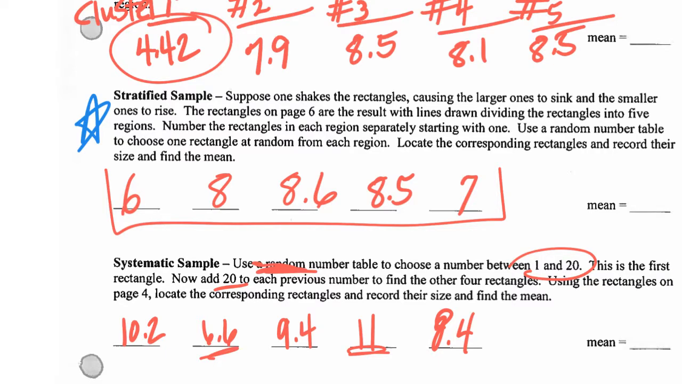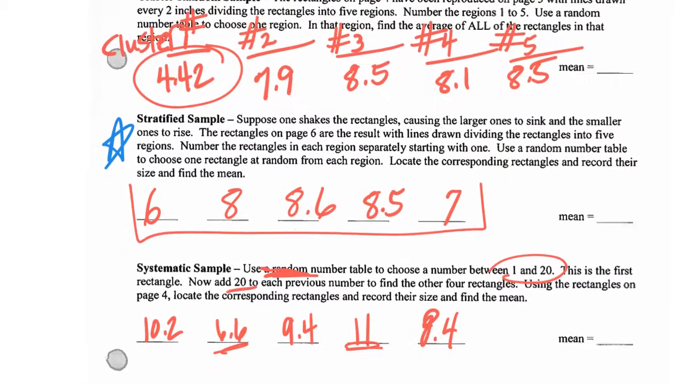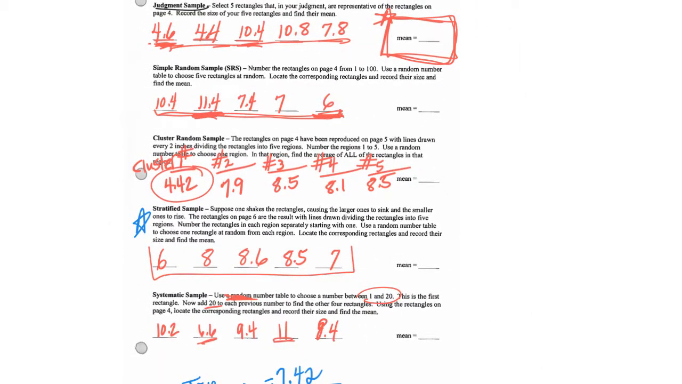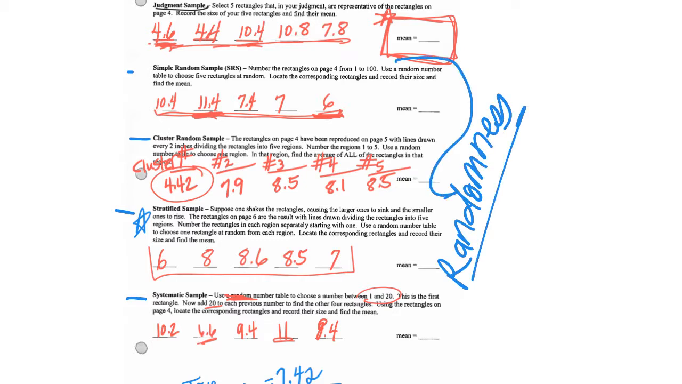Okay? But I wanted to ask you, what is something in common with the bottom 4 sampling methods: simple random, cluster random, stratified sample, and the systematic sample? They all contained randomness. And so all of these sampling methods are valid sampling techniques. Sometimes, depending on the situation, one of them is better than the other.